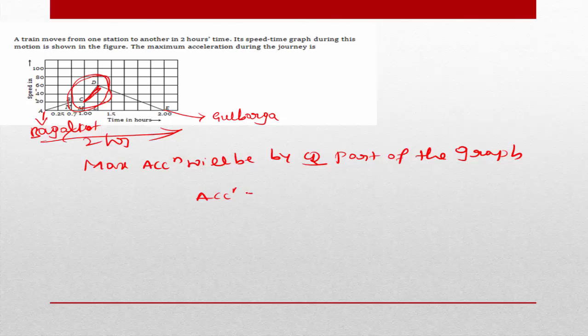Acceleration is equal to the rate of change of velocity, that is dv divided by dt. Maximum acceleration: dv is 60 minus 20 in this graph, divided by time.